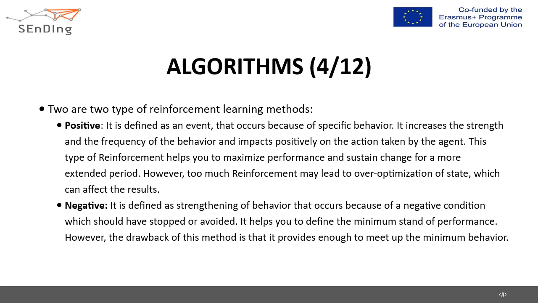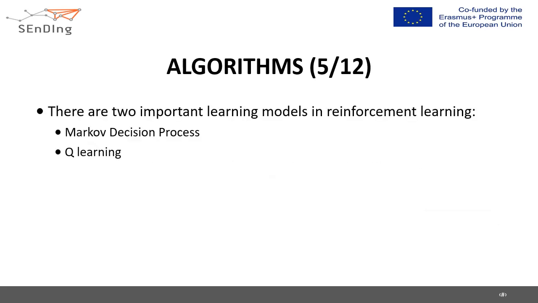Negative. It is defined as strengthening of behavior that occurs because of a negative condition which should have been stopped or avoided. It helps you to define the minimum standard of performance. However, the drawback of this method is that it provides just enough to meet the minimum behavior. There are two important learning models in reinforcement learning: Markov decision process and Q-learning.